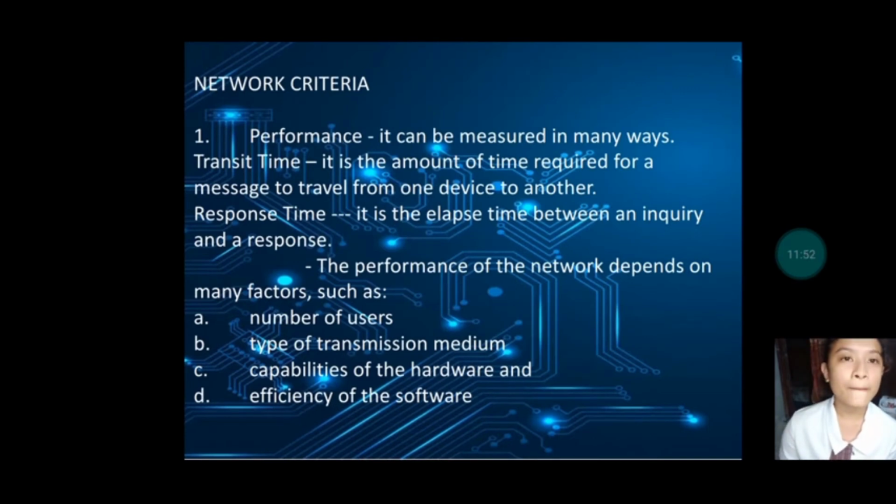Network criteria. Number 1, performance. It can be measured in many ways: transit time and response time. Transit time is the amount of time required for a message to travel from one device to another. Response time is the elapsed time between an inquiry and a response. The performance of the network depends on many factors, such as the number of users, type of transmission medium, capacity of the hardware, and efficiency of the software.